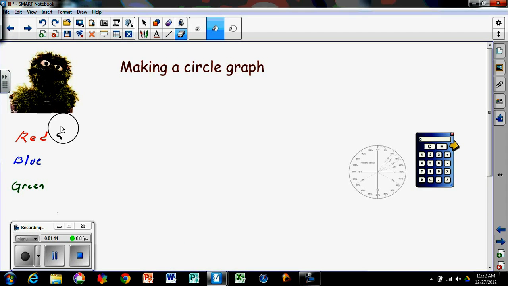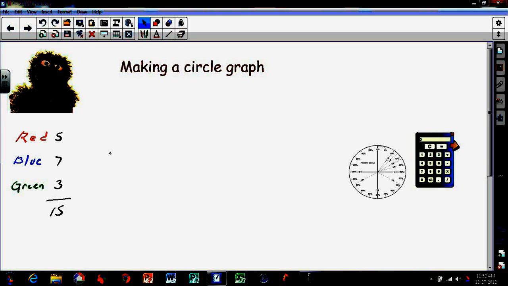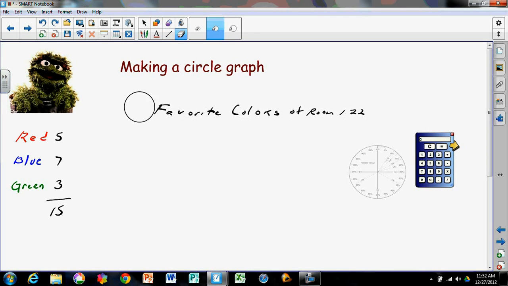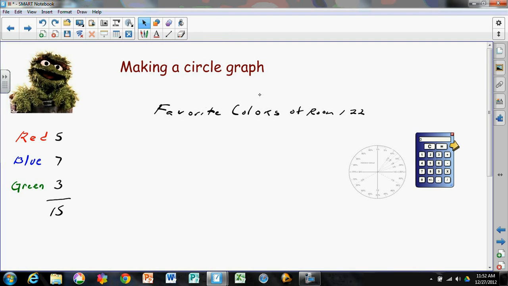So I've got those choices, again, the same as yesterday. And for today, it's important for us to also have the total. Again, we did that yesterday and I said it was going to be important. So if you add these three choices, 5, 7, and 3, that gives us a total of 15 students who supplied our data. Our title stays the same, favorite colors of room 122. Again, we're just showing it in a different way, in this case, a circle graph.